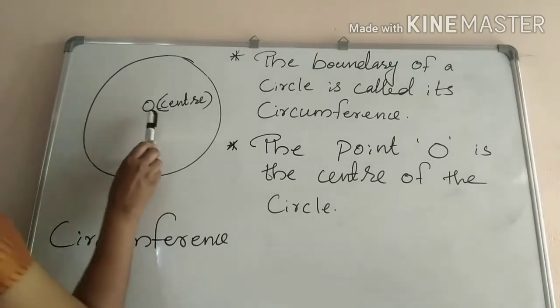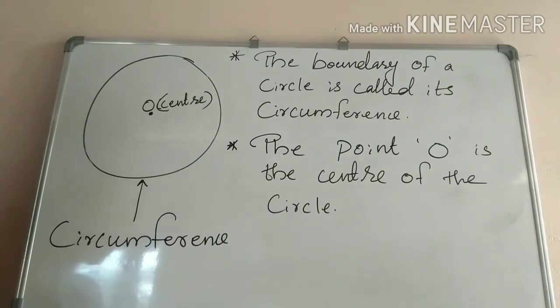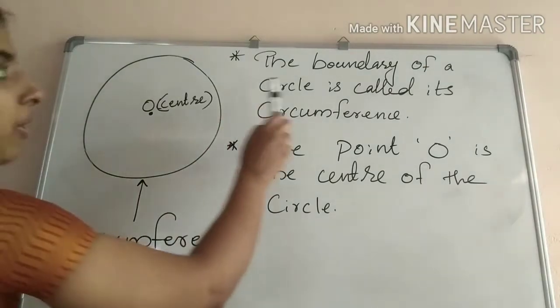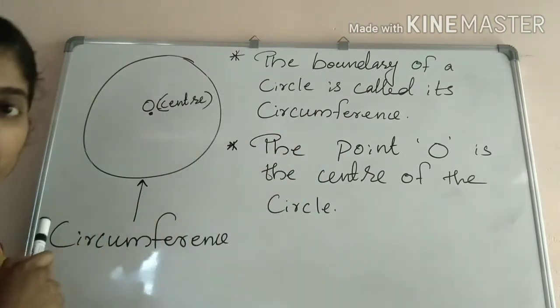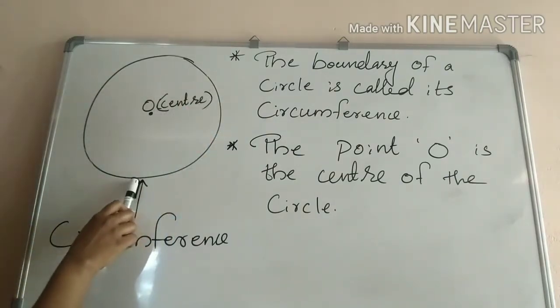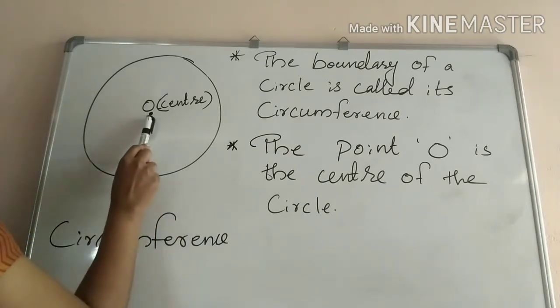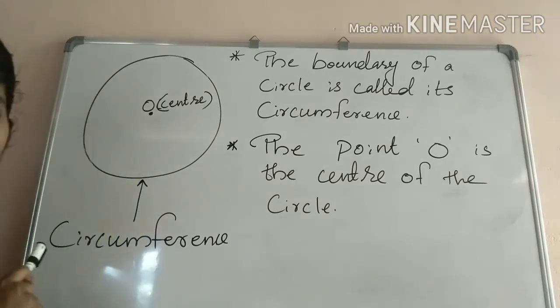Then the point O is called the center of the circle. Once again, the boundary of a circle is called its circumference. Then what is called center? The point O is the center of the circle.